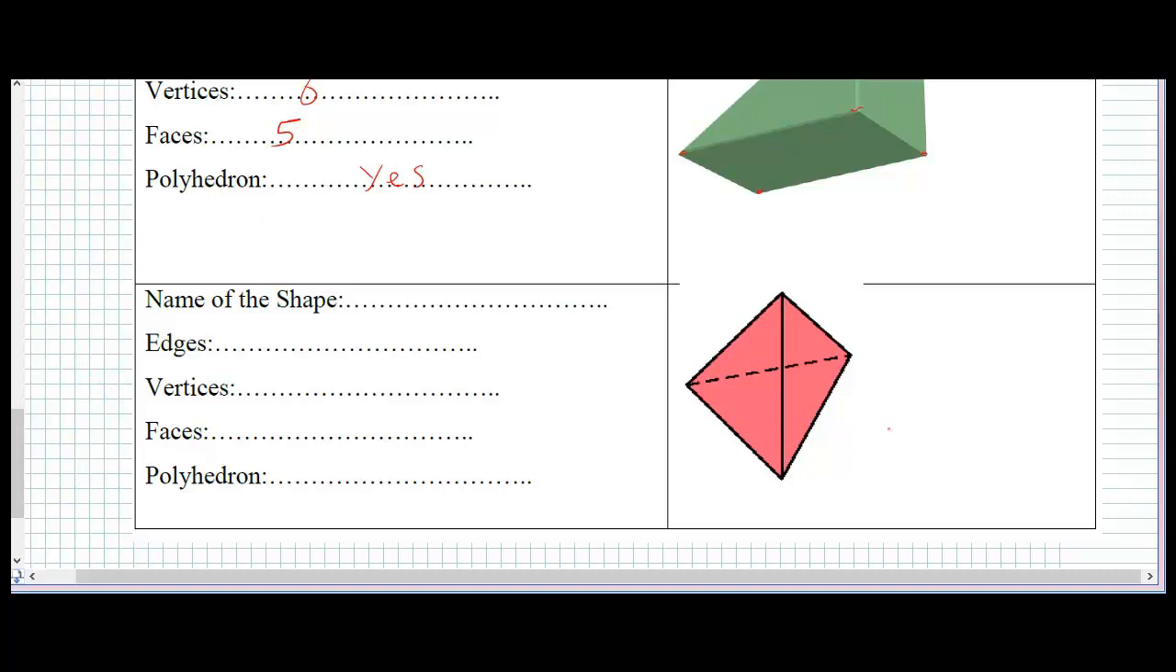Let's go next. This one, I will change the color. This one, I have only one base down. You can see only this base down. This is our base down. So if we have only one base, this one is a pyramid. Okay, how do we name a pyramid? We call a pyramid with the name of the base. What is the name of the base here? Triangle. So it will be a triangular pyramid.